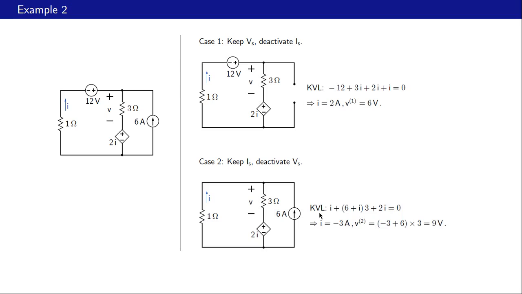Here is the KVL equation. We are going in this loop starting with this voltage drop 1 ohm times I, or simply I, the first term there, then 6 plus I times 3, that term there, and then finally a voltage drop of 2 times I across the current controlled voltage source, that term there, and all of these terms must add up to 0, and that gives us I equal to minus 3 amperes. This minus sign means that the actual current is flowing in the opposite direction.